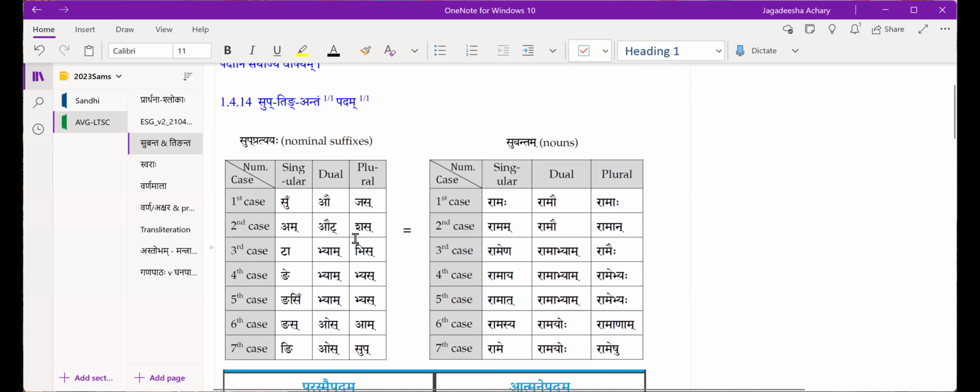These sup pratyayas are actually given in a Paniniya Sutra: su, au, jas, aut, shas, ta, bhyam, bhis, nge, bhyam, bhyas, ngasi. The sutra continuously lists all these 21 sup pratyayas.